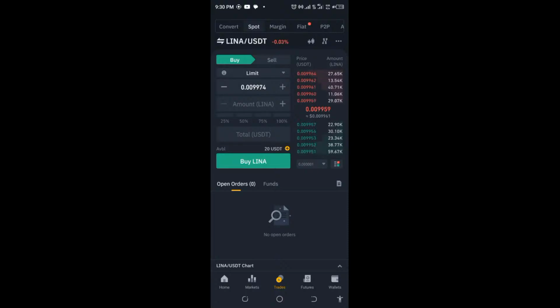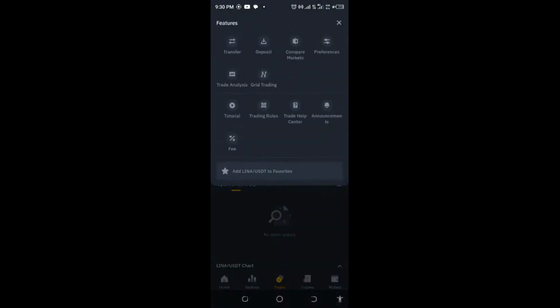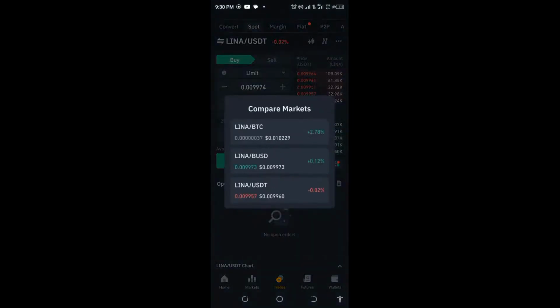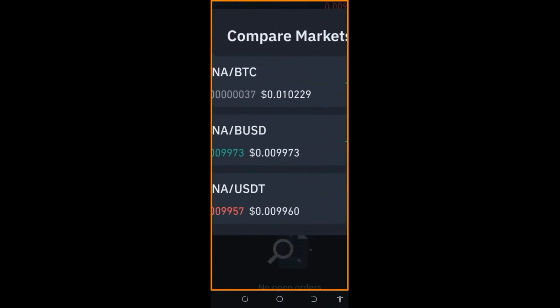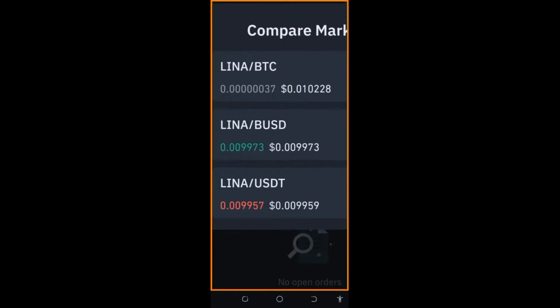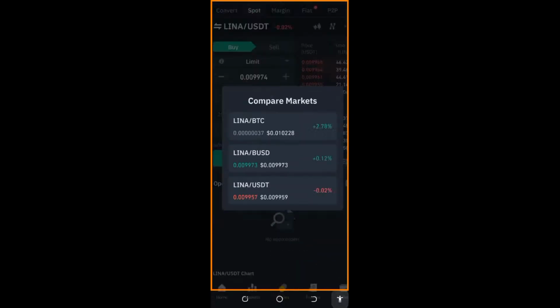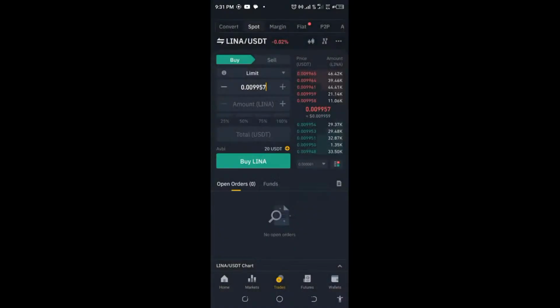Today I've got Lena USDT. So let's go over to check the compare markets. What do we have here? We're seeing that Lena USDT is 0.0099, while Lena BTC is 0.00102. Okay, let's go ahead and see with the simulations what we can get.